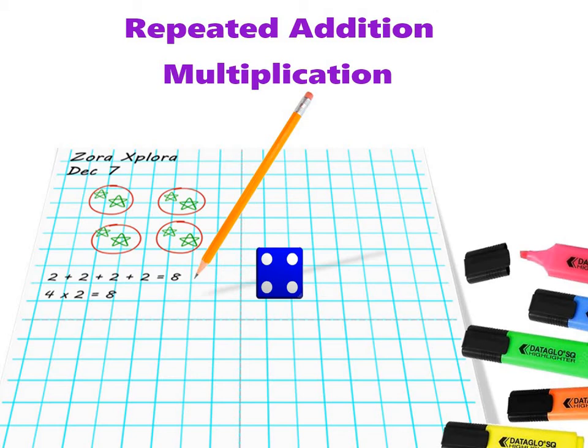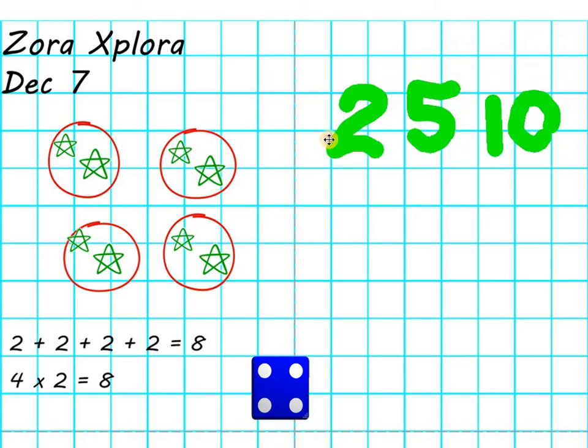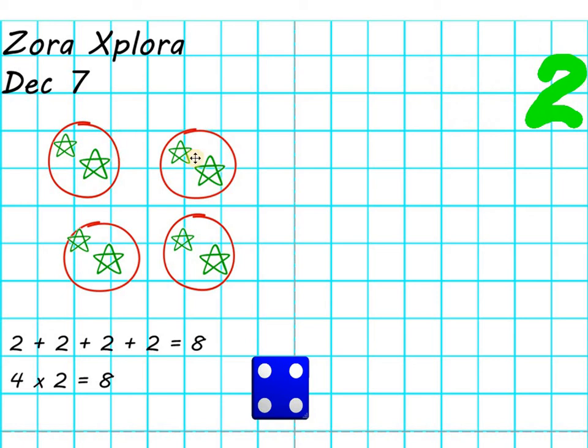Okay, so let's talk about the rules of the game. In the rules of the game, you're going to roll the dice and get one number, and then you're going to use either a 2, a 5, or a 10 for the other part of the game, okay? So you can see here that I rolled a 4 on my dice, so I decided to draw 4 circles. And then I decided to put in 2 stars.